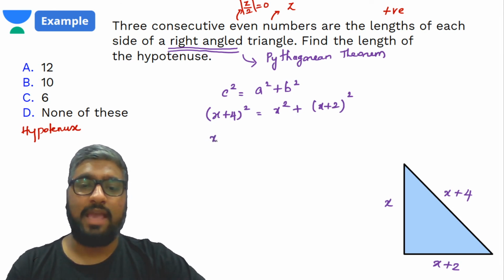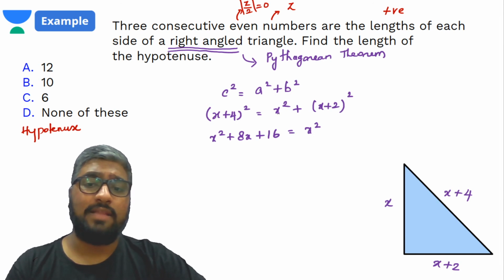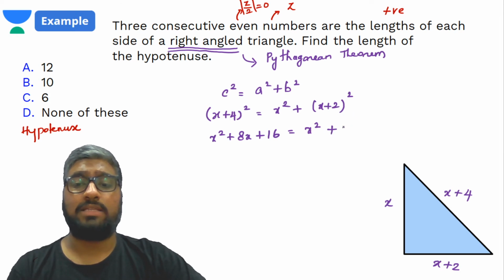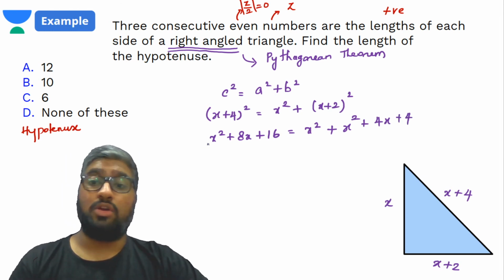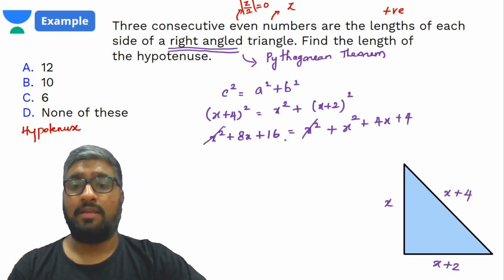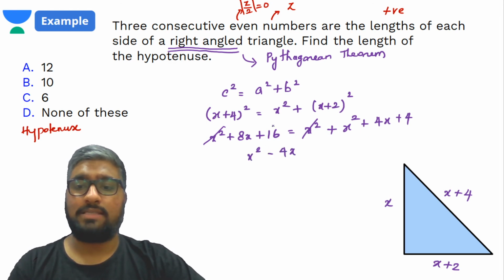Let's quickly expand this. What we would get: x squared plus 8x plus 16 should be equal to x squared plus, and the reason why there are two x squared is because we want this to remain a quadratic equation, x plus 2 the whole square, which would be x square plus 4x plus 4. X squared would get cancelled out. You would have x squared minus 4x minus 12 equal to 0.